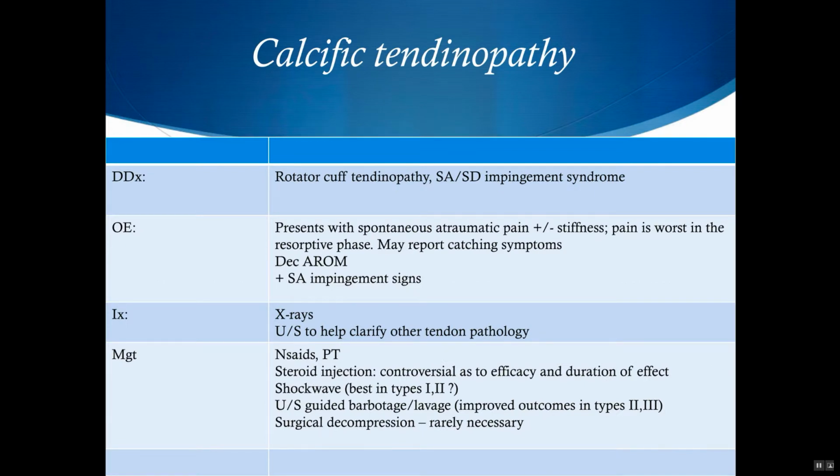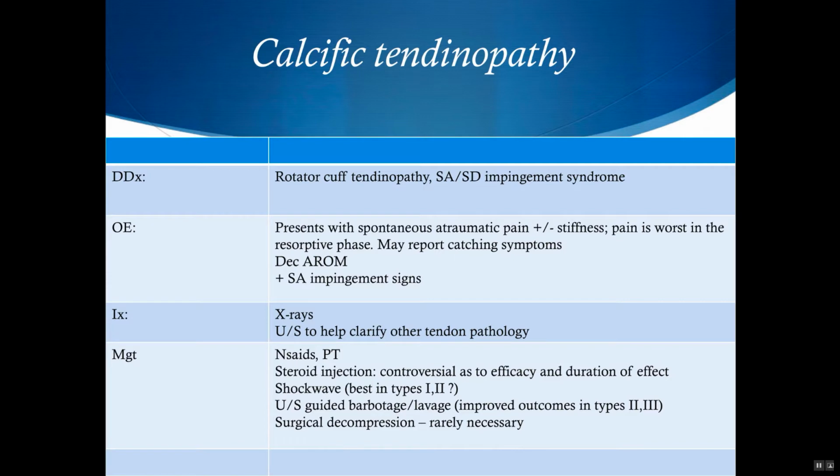In terms of differential for calcific tendinopathy, you may consider simply rotator cuff tendinopathy, or it may present with signs of an impingement syndrome. On examination, patients will typically present with spontaneous atraumatic pain and stiffness. The pain is typically worse during the resorptive phase, and patients in this phase may report a sudden change in the intensity of pain without any clear inciting incident. They may report catching symptoms with movement of the arm, for example, decreased active range of movement, which is pain inhibited, and you may find positive impingement tests, such as the Hawkins-Kennedy signs.